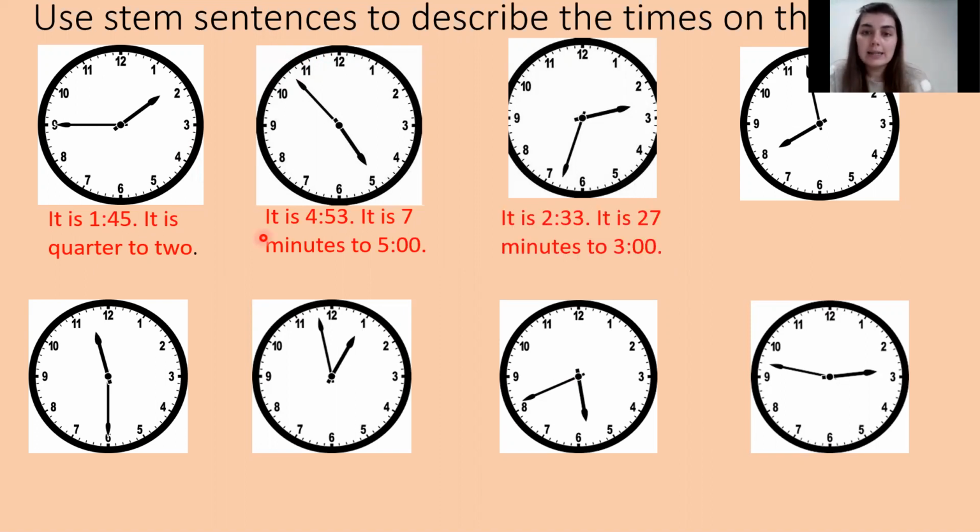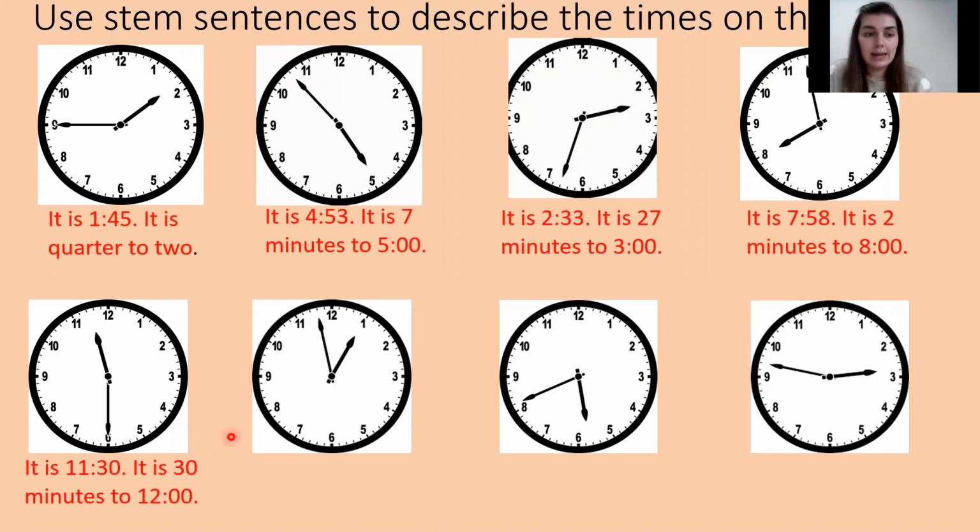Our next one, it is 2:33 or it is 27 minutes to 3 o'clock. Our next one, you might not be able to see in the corner as I'm also on the screen, but this one is 7:58 or 2 minutes to 8 o'clock. And that one is quite nice and easy as well because there's only a couple to count. This bottom one, on the first one on the bottom line, it is 11:30 or it is 30 minutes to 12.